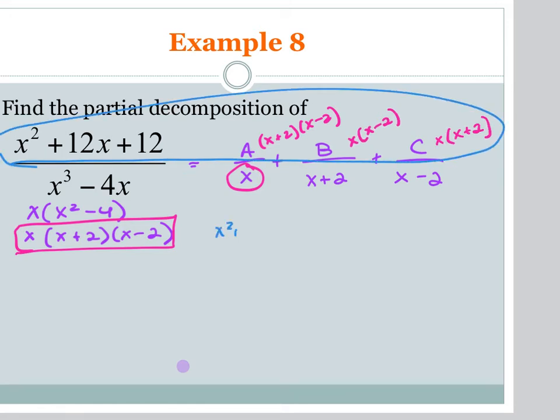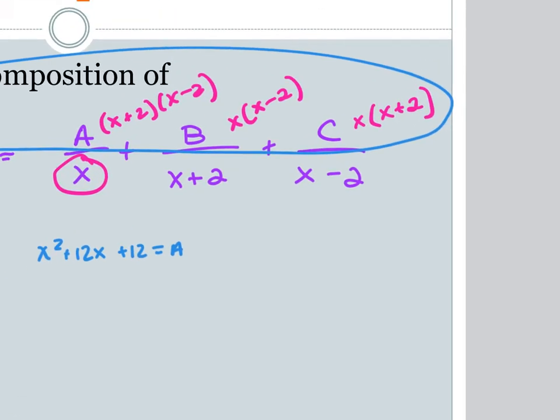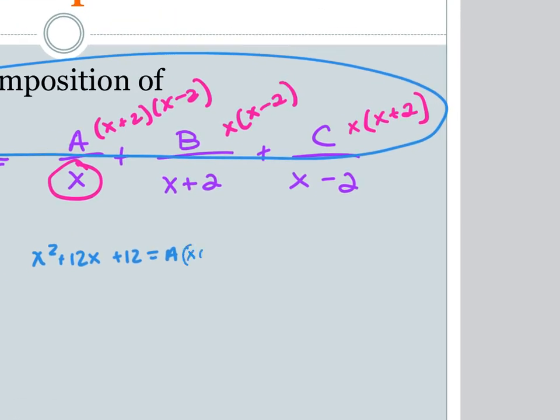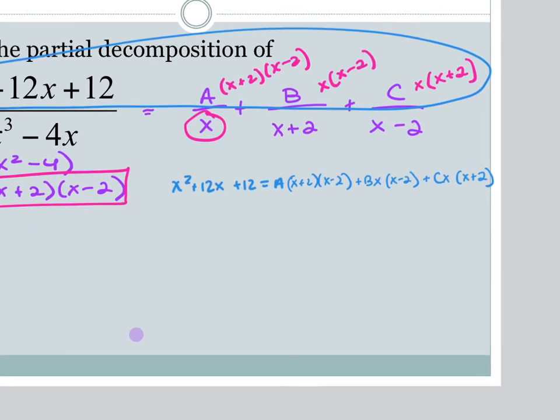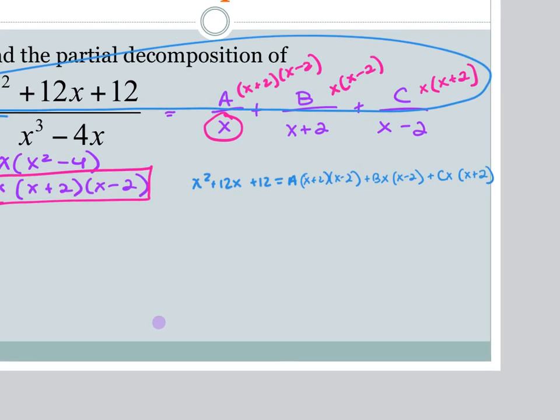So x squared plus 12x plus 12 equals A times x plus 2 times x minus 2, plus B times x minus 2, plus C times x plus 2. Yay! It's like, okay, I finally understood the last example. Now let's make it harder.